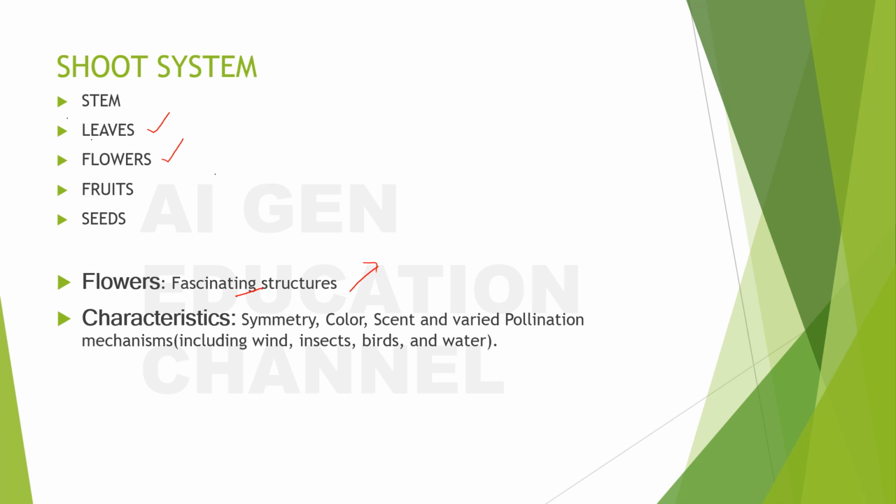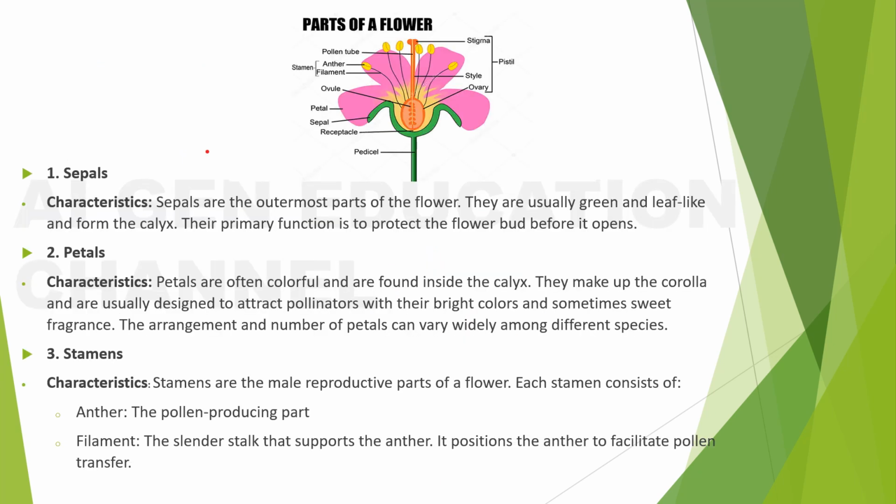Okay, and about the color and scent. This color and scent helps in the pollination. And about the varied pollination mechanisms, there are so many mechanisms the flowers have in order to help in the pollination, right? It includes usage of wind, insects and birds and water, and through all this the pollination happens.